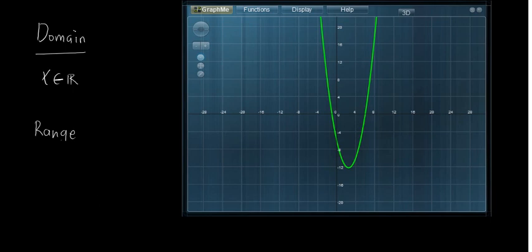So we said that our range is -12.25, and it goes all the way to positive infinity. And the minimum value is -12.25. The lowest possible y value is -12.25.